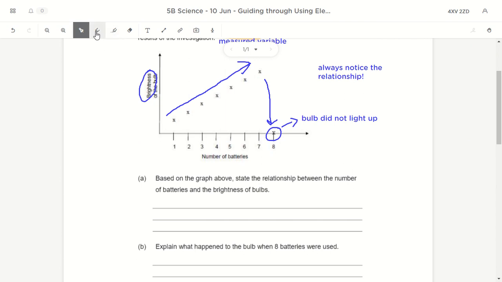Just based on the graph above, state the relationship. There are two ways of writing a relationship. I'm just going to share one way. The relationship is between the variable that you change, which is the battery, and the variable you measure. Before you start writing, you tell yourself the relationship. You always start with the variable that you change. Basically, when the number of batteries increases, the brightness of the bulb also increases. But is this always the case? No, because when more than 7 batteries are used, the bulb did not light up. We're trying to get you to understand how to construct a relationship.